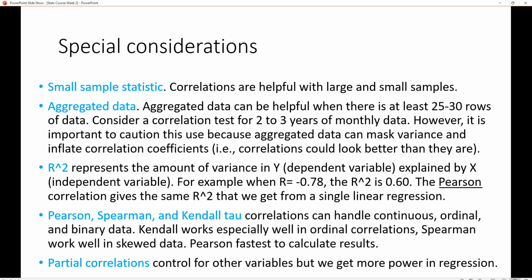And for the next special consideration, we can consider partial correlations. They will allow you to control for other variables. So if you're looking at the correlation between horsepower and miles per gallon, but you want to consider the number of cylinders in a car, you can do that in a partial correlation. But we get more power by doing that in a regression, and that may be the better way to go.